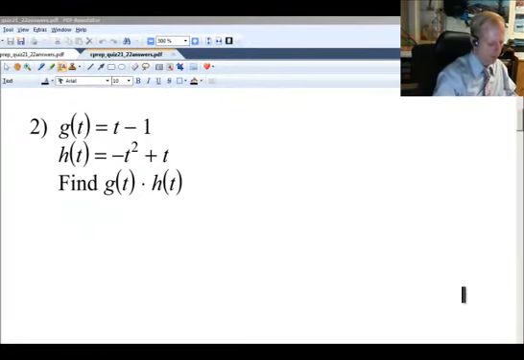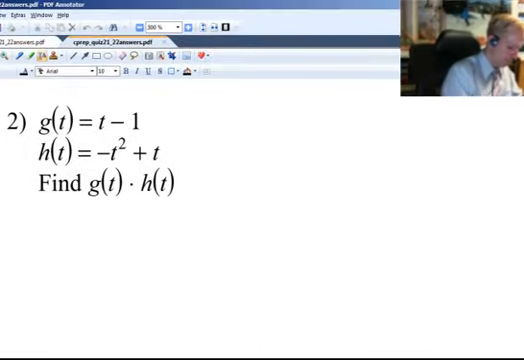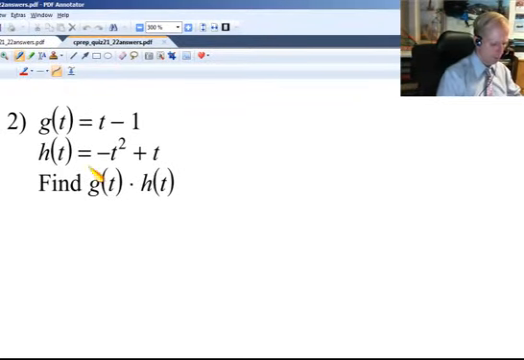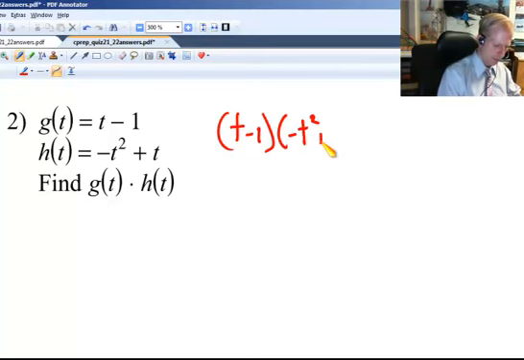Tonight I'm going to solve some of the problems you might see on tomorrow's quiz on function operations. In the first problem here, I'm asked to find the product of two functions. So I'm simply going to multiply the two functions together and we'll see what I get.